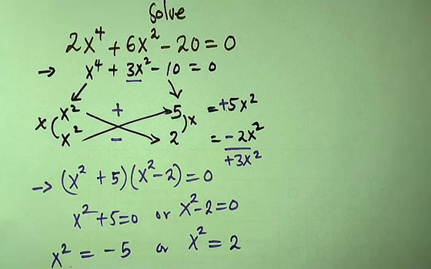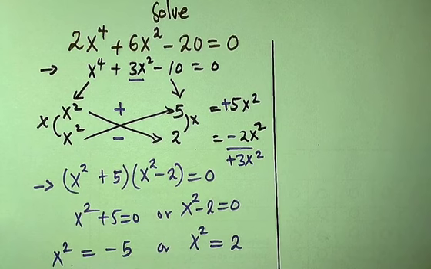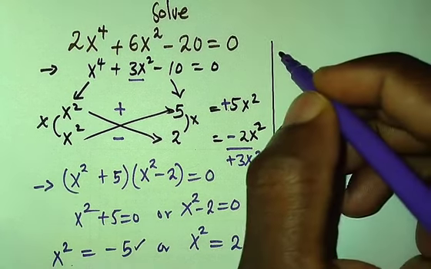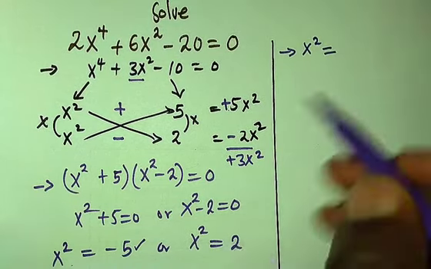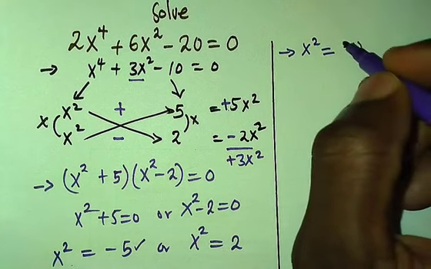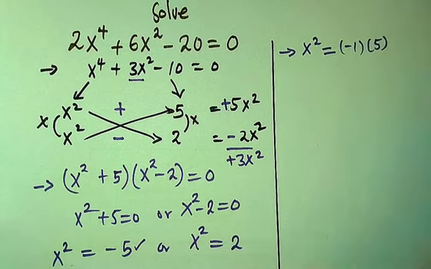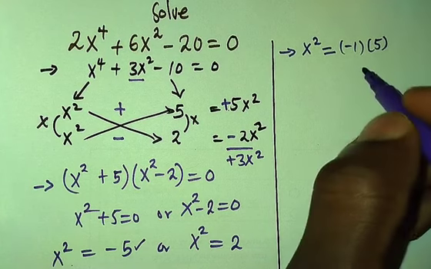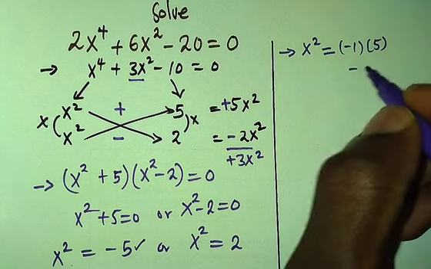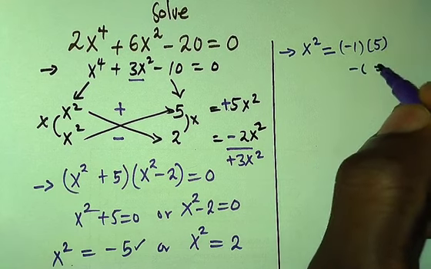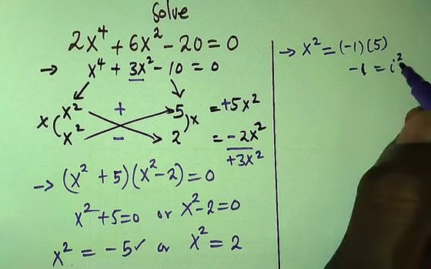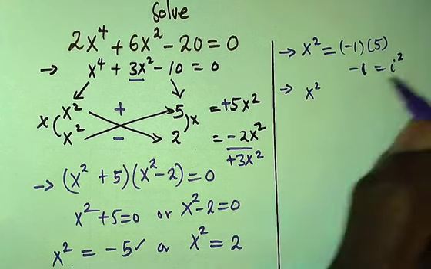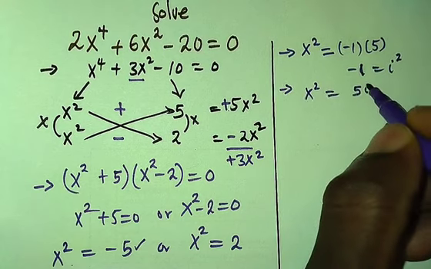So the next thing we are going to do is I'll pick this one. x squared, are we there, equals this minus 5, which can be written as minus 1 multiplied by 5. Now from the complex plane, we have minus 1 equals i squared. Are you getting it now? So we replace this minus 1 by i squared. So we are going to be having x squared equals 5i squared.